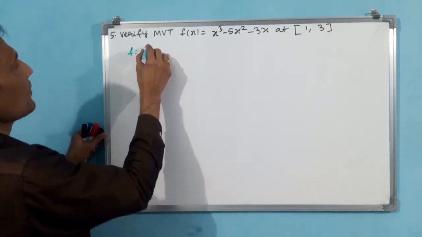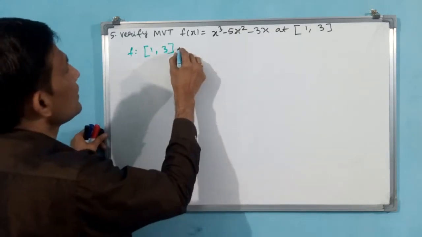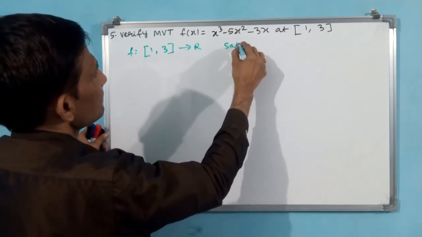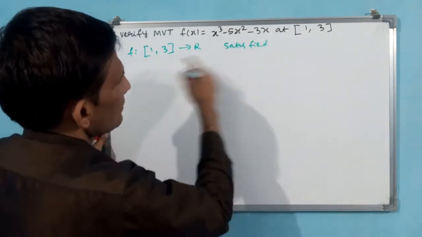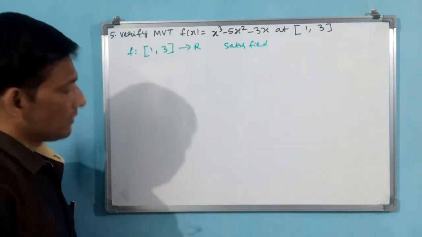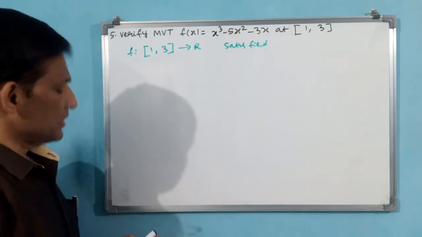f: [1, 3] → R, closed interval tends to R, satisfied. This is a real valued function only. That means any real numbers you can give, like that also you can think.